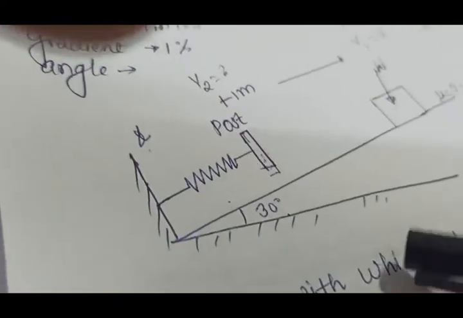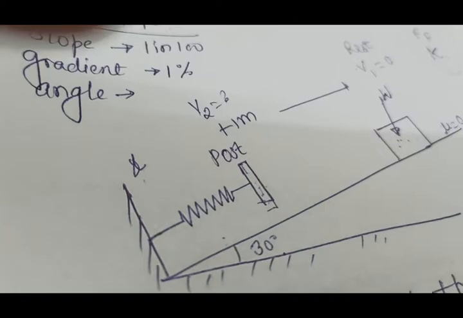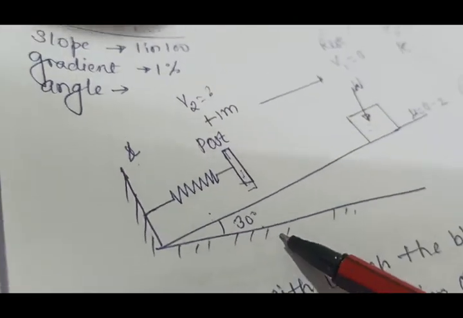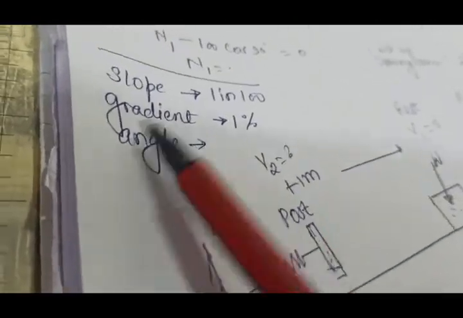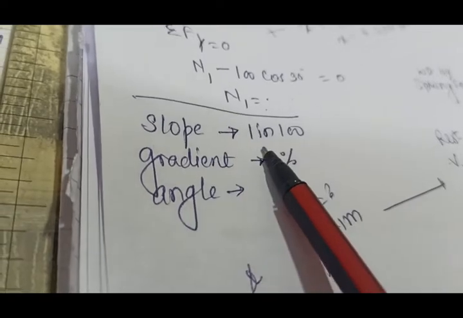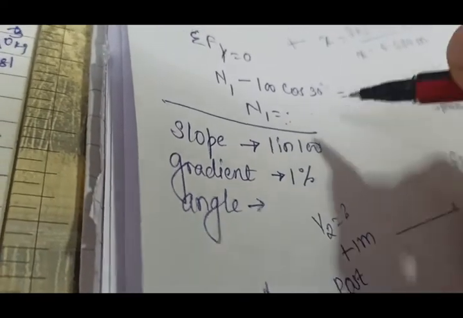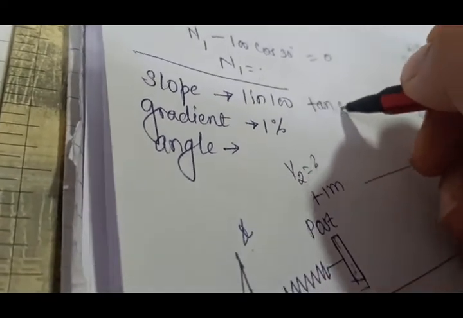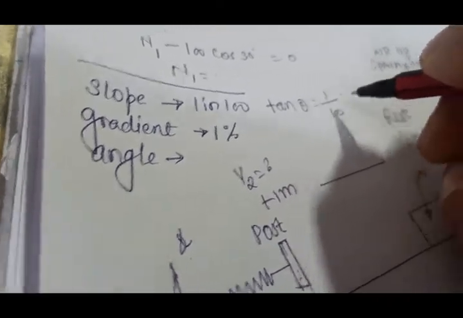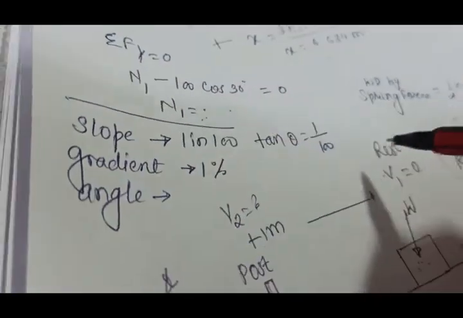In these numericals, you can see here the angle is given. The angle of inclination is given as 30 degrees. So directly the angle will be given. Secondly, a slope can also be given as 1 in 100. So you can take here tan theta equal to 1 by 100, and this will give you the value of theta.